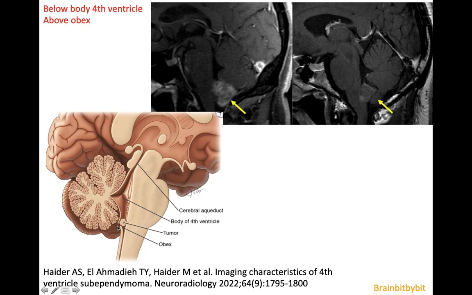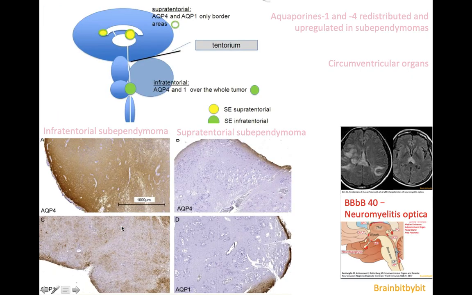And it is thought that this location of a subependymoma coincides with the location of the area postrema, so one of the circumventricular organs. And we talked about the circumventricular organs in a video a long time ago on neuromyelitis optica. And subependymomas have upregulation and redistribution of aquaporines, and also in the supratentorial region they are thought to arise from the circumventricular organs and from stem cells.